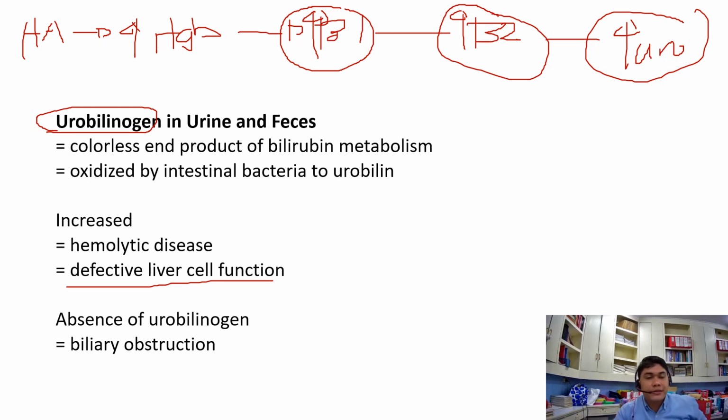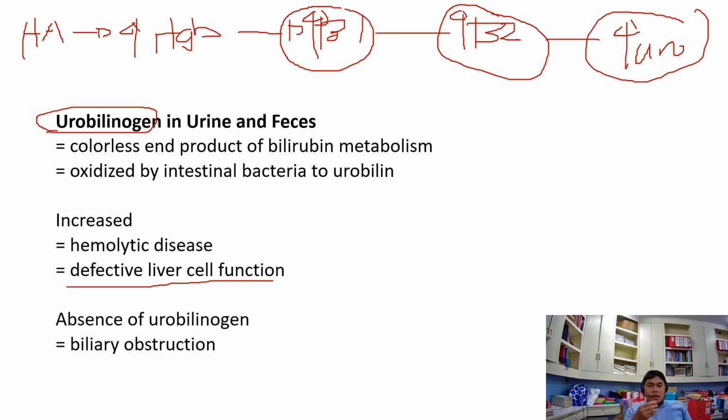So for defective liver cell function, after the absorption of the 20% of urobilinogen, the next step is to reprocess urobilinogen in the liver. But the problem is the liver is not able to reprocess urobilinogen because there's a defect in the liver cell function. So the only way now for the body to eliminate urobilinogen is via urine.